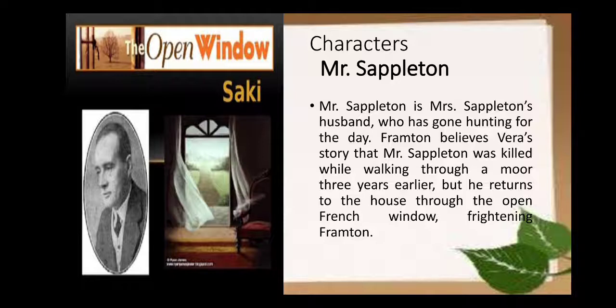So now this is a story cooked up by Vera that Mr. Sappleton is actually dead, and they had gone through that window for hunting. But when Frampton looks towards the window and sees that Mr. Sappleton is coming back through the window, he is chilled to the bones. He is so scared, so frightened, that he runs away from that place and cannot believe that Mr. Sappleton is coming back.